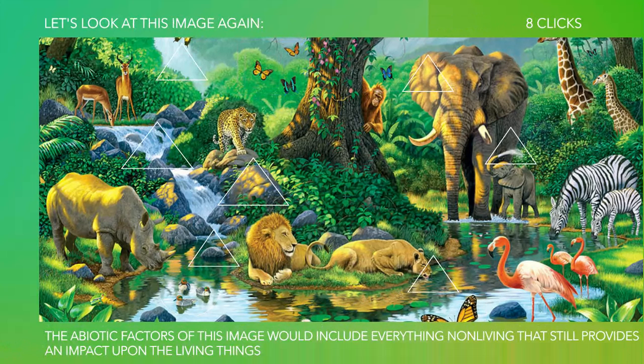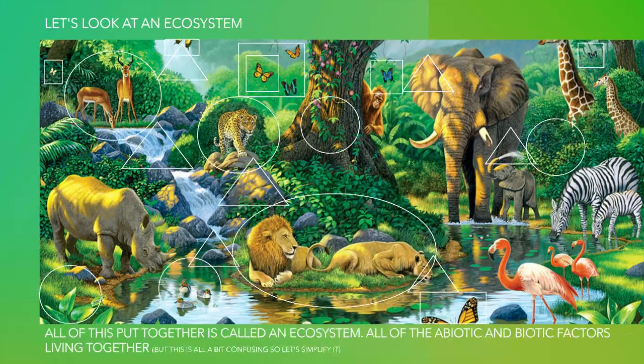So the abiotic factors of this image would include everything non-living that still provides an impact upon the living animals. You can see the sunlight on this elephant's ear right here. That is extremely important to biotic things, and we need sunlight. Or the water that's falling down from this waterfall. We need that water, even though it is an abiotic factor. Biotic factors still need that.